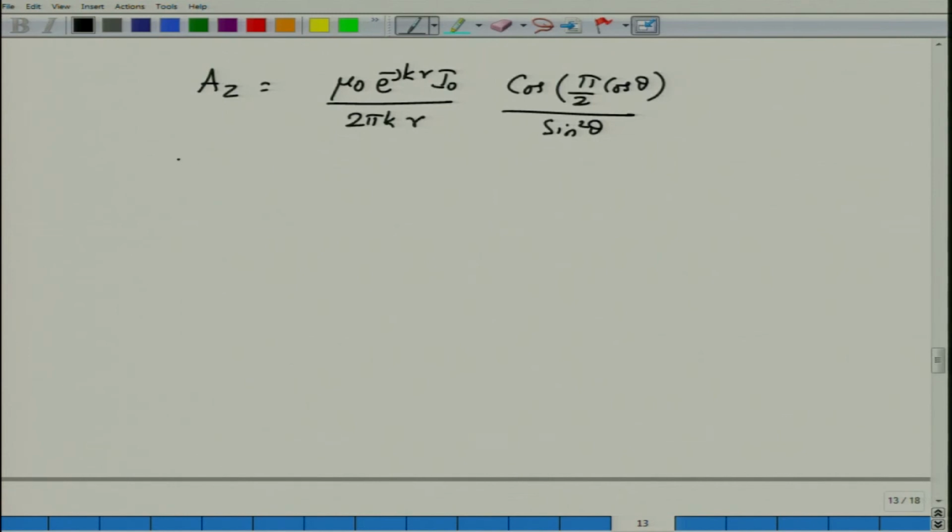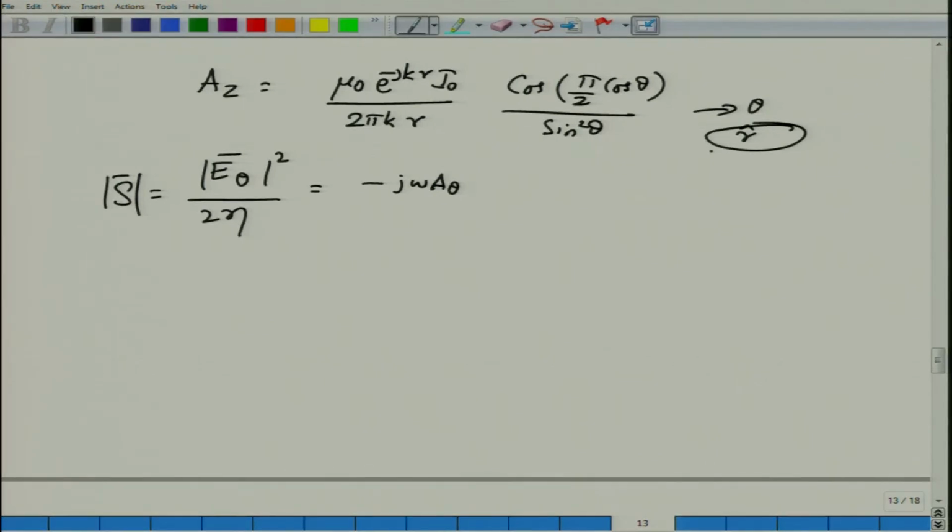You can actually find out what would be the electric field component and the magnetic field component, or if you are not interested in finding the magnetic field component, that is fine. You find out only the theta component of the electric field, and then take the magnitude of this theta component divided by 2 eta, so as to obtain the time average Poynting vector. The magnitude of the time average Poynting vector can be obtained by taking the theta component, which turns out to be minus j omega a theta. You can express Az in terms of theta and r components. Do not worry about the r component because you are only interested in the theta component, which you can then obtain.